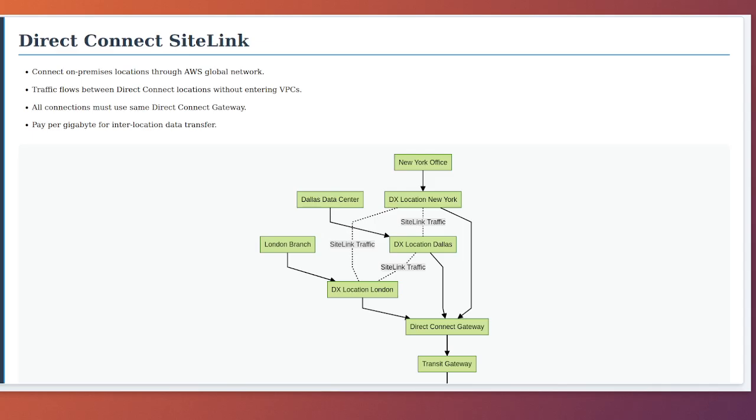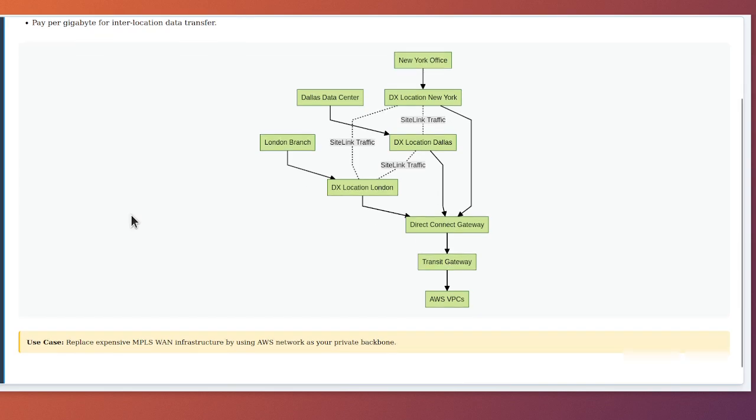AWS Direct Connect SiteLink is a feature that allows you to send data between your Direct Connect locations through the AWS Global Network, effectively using AWS as a private wide area network backbone for your on-premises locations. Traditionally, if you have multiple office locations or data centers, and each has a Direct Connect connection to AWS, traffic between those locations would have to route through your own WAN infrastructure or through AWS into a VPC and back out. SiteLink changes this by allowing traffic to flow directly between your Direct Connect connections using the AWS private backbone, without needing to route through a VPC.